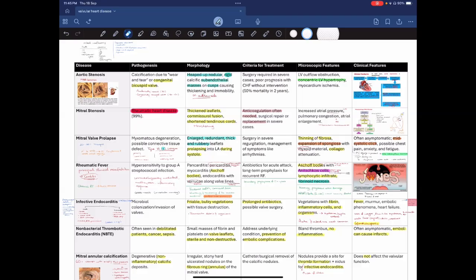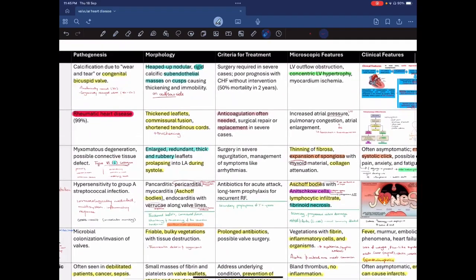We call it like when you want to put a button in a hole, for example. Now, what we need to do here is anticoagulation. We will mention why, and surgical replacement of the valve.